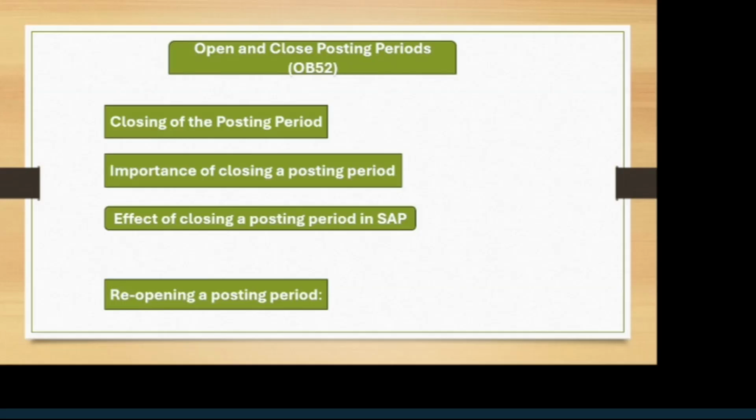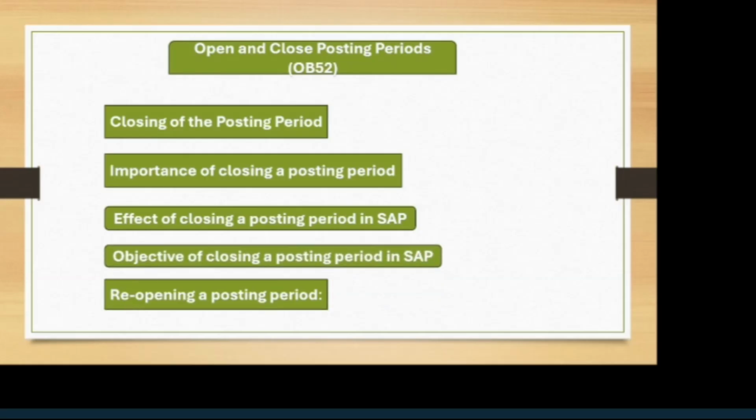That is the effect of closing of the posting period in SAP. So what is the effect of closing a posting period in SAP? When a posting period is closed, we will not be able to post a transaction of that calendar month. So when we close our current posting period, we open the next period so that we can start posting the transaction of the next calendar month. At any given point of time, only one posting period will be available for posting the transactions.